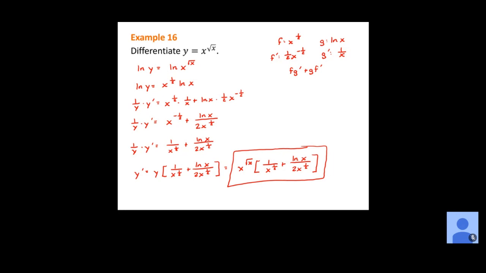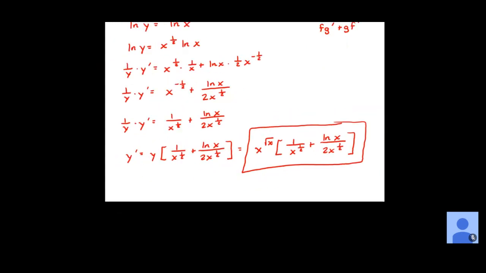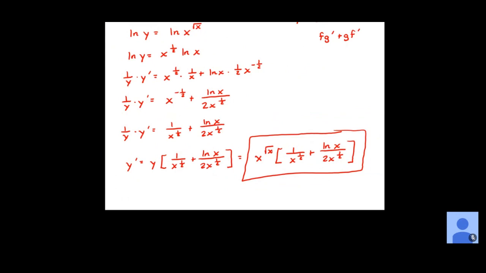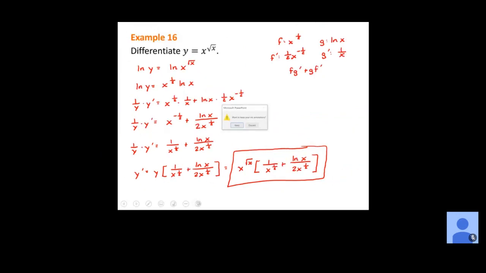Any questions on that one? All right. So that's all for section 6.4. So let's take a look now at 6.6, which is our final section.